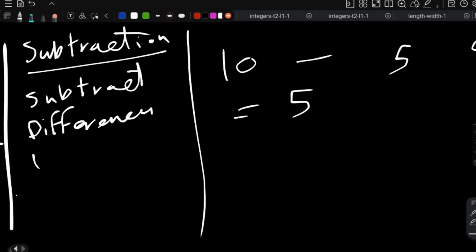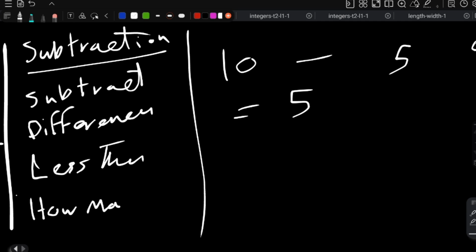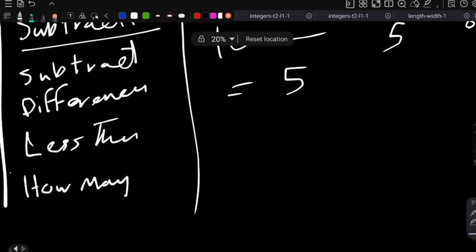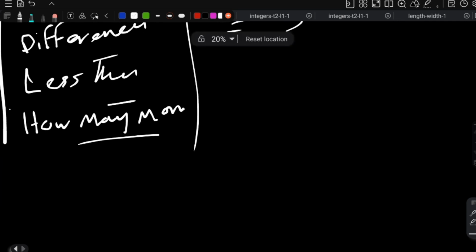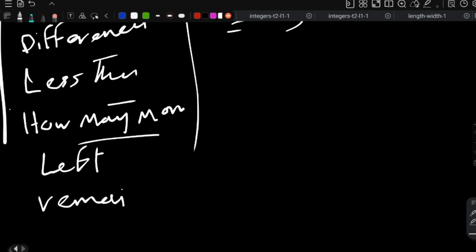Less than is one of the famous keywords of subtraction. And another common one: how many more. How many more means minus. I will replace it with the minus sign and subtract. And the word left means the remainder. Remainder and left have the same meaning.